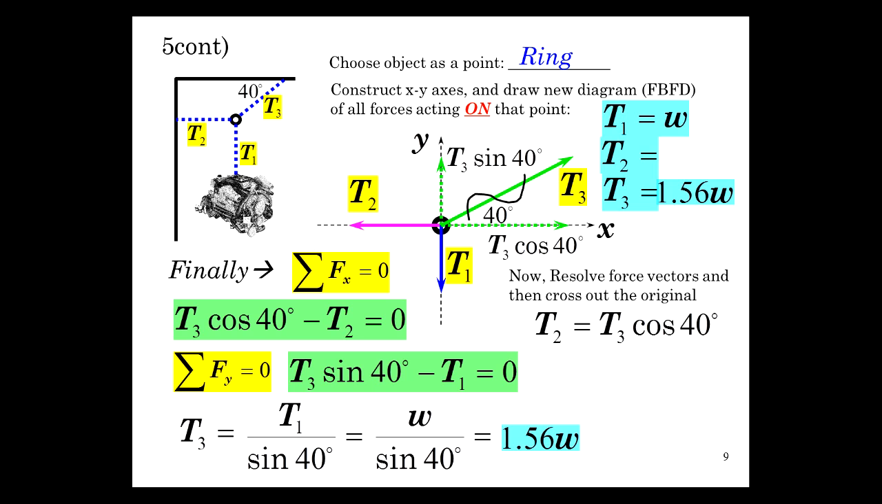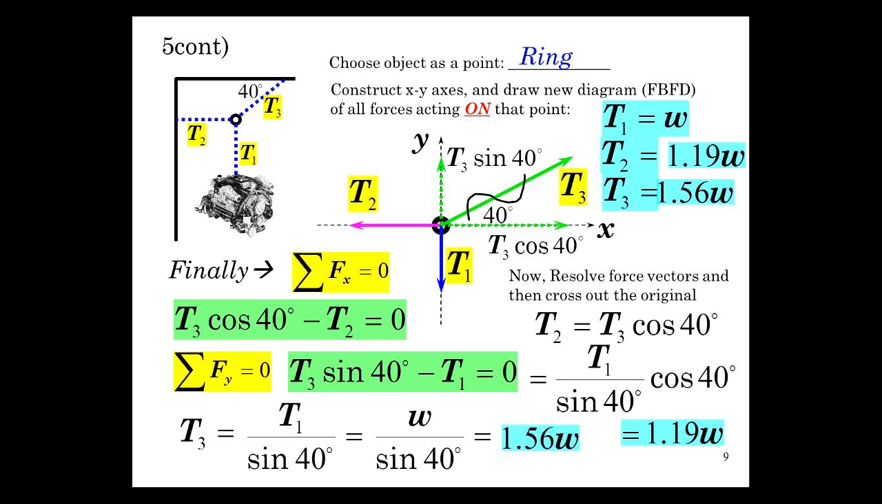Finally, T2 is T3 cosine of 40, and that's equal to T1 over sine of 40 times cosine of 40, and of course T1 is just W, so you can write W times cosine of 40 over sine of 40. In any case, you get 1.19 W. So those are the answers to the tensions in all the cables.